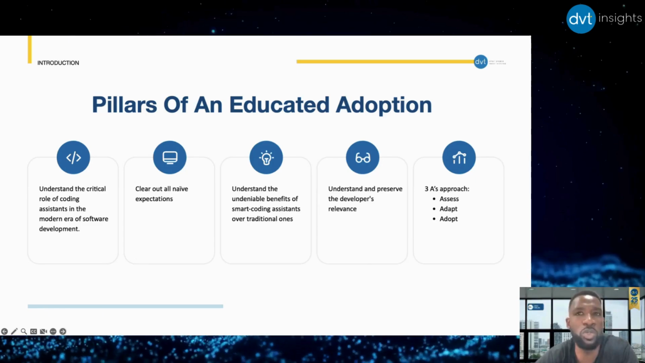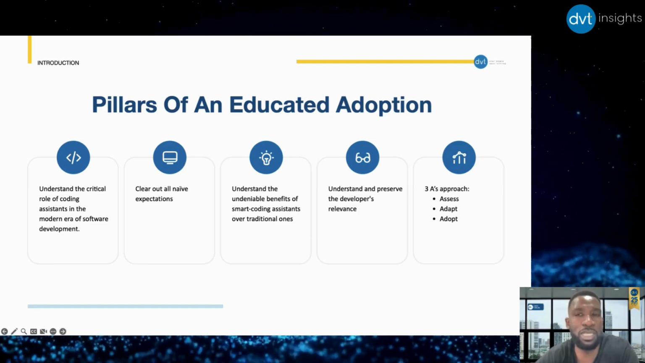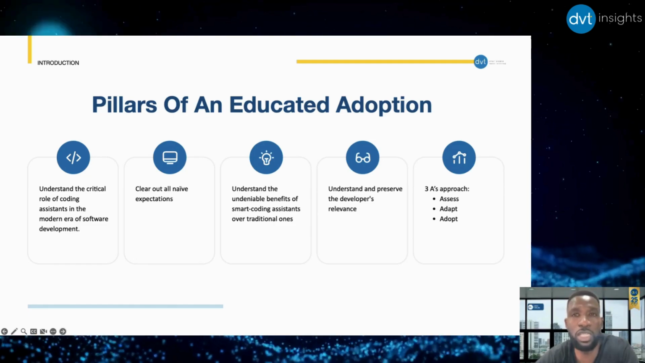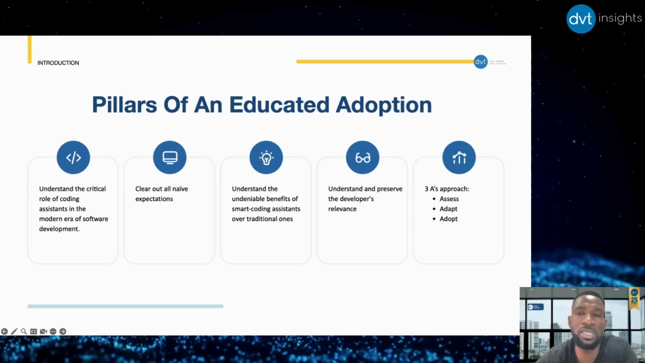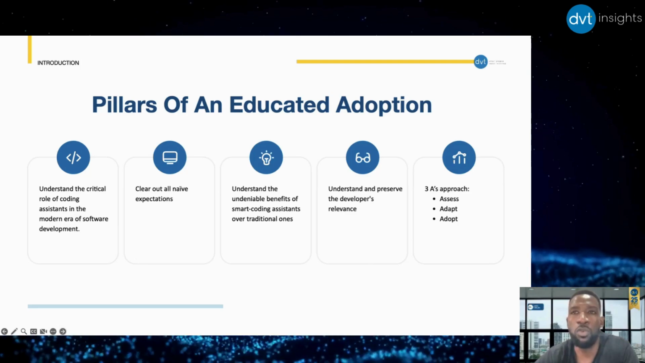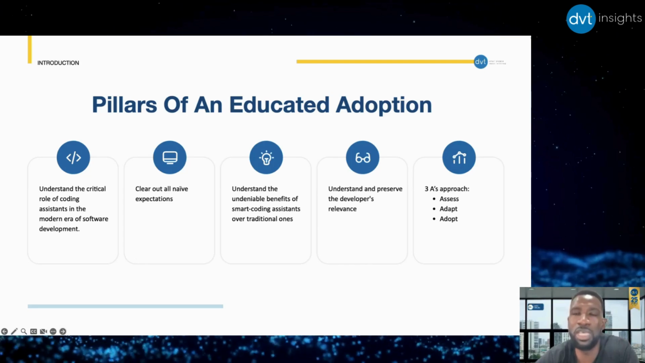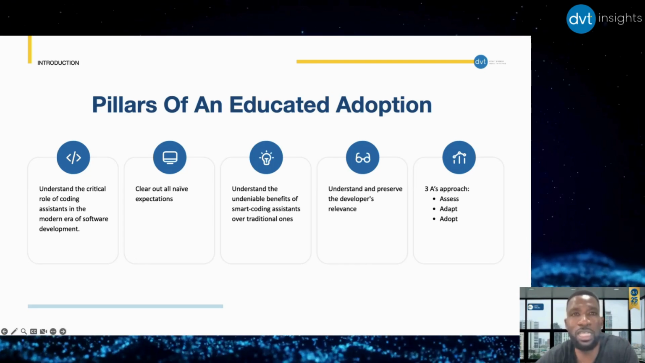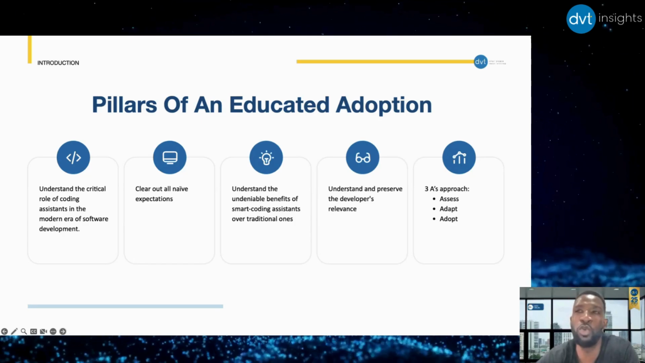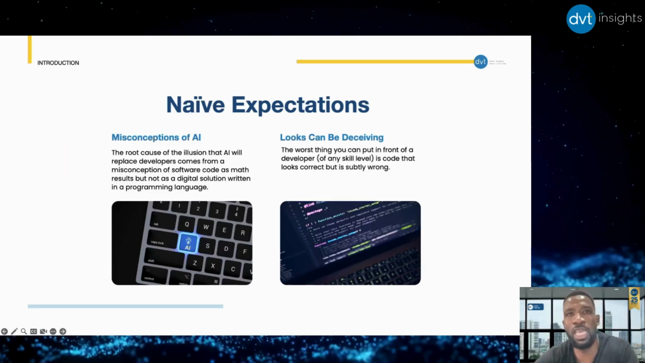I want you to hold on to that third one for a moment. We'll get back to it in a couple of slides and we'll unpack what are actually the benefits of the smart coding assistant over the traditional ones. And fourth, we need to consider and preserve the developer relevance in the mix of AI tools. And finally, my favorite one is my proposed 3A approach in the adoption. Let's kick off with the naive expectations.